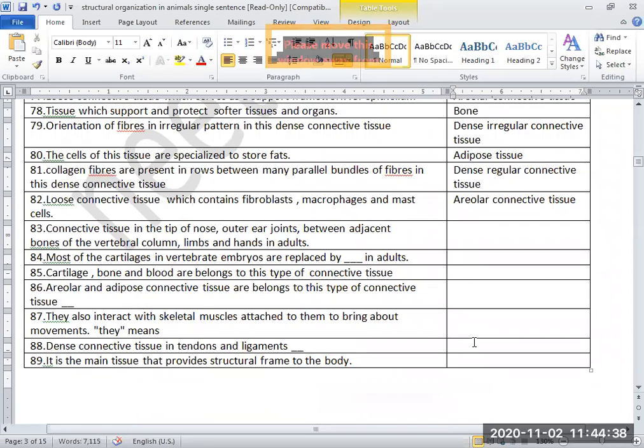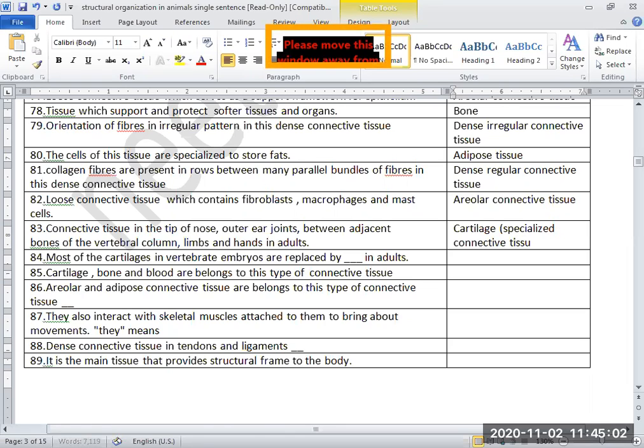Connective tissue in the tip of the nose, outer ear, joints between adjacent bones of the vertebral column, limbs and hands in adults. Cartilage. It was given as collective in the NCERT textbook, cartilage. And cartilage belongs to specialized connective tissue.